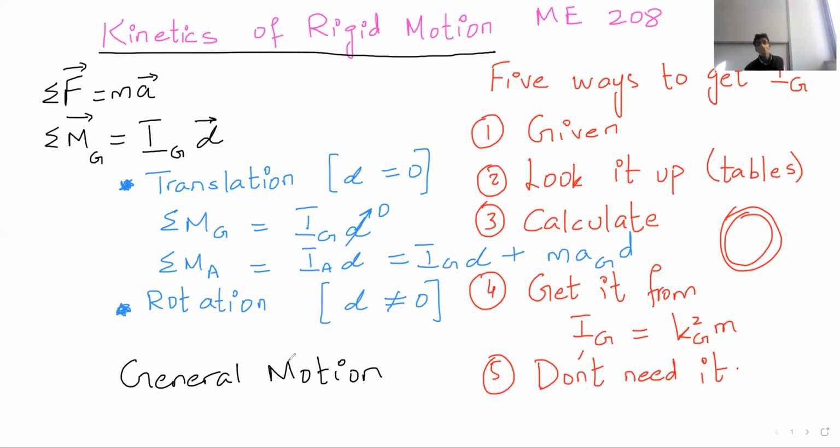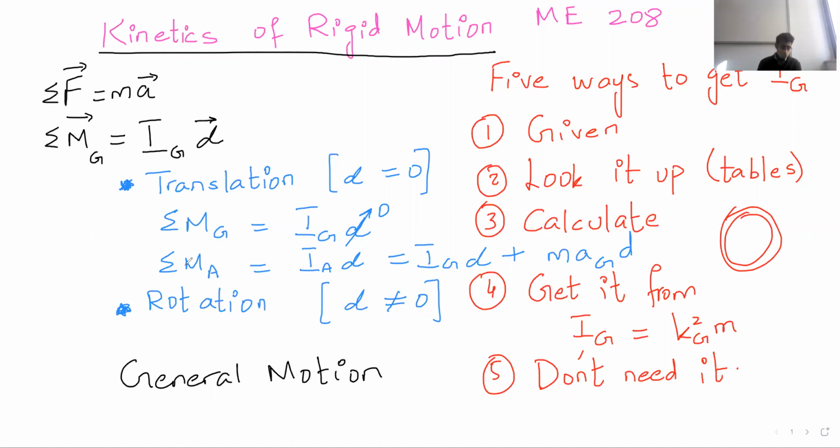A general motion is actually a combination of both translation and rotation, and a wheel that is rotating but also moving in a particular direction is a perfect example of a general motion, where the wheel has rotation and is also translating. I said that we will be using summation of moment about the center of mass equal to Ig alpha. If alpha is 0, this term will vanish. I also said that in some problems, I might want to use summation of moments about some other point A.